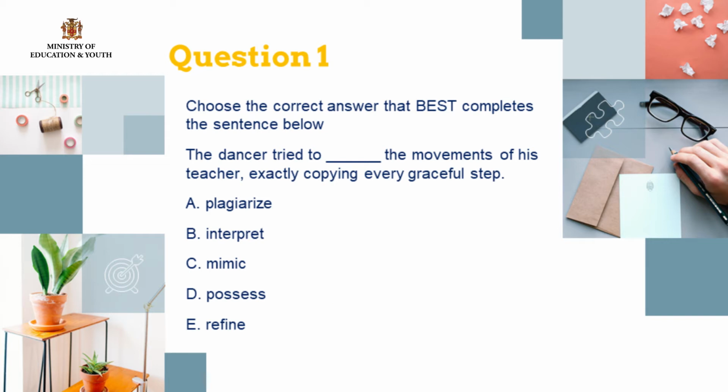Let's see, could not be plagiarized because the dancer is not using the teacher's movements without the teacher's permission. I wouldn't say interpret either because the dancer is not trying to understand the movements. I would choose C, mimic. In other words, the dancer is trying to imitate.